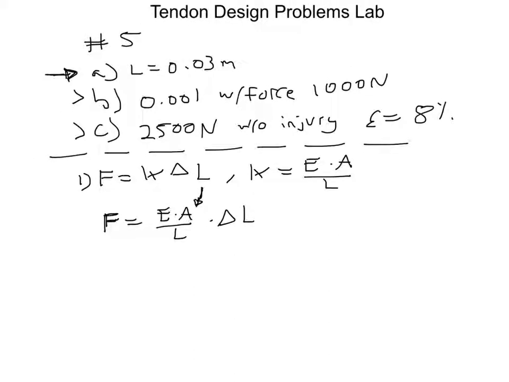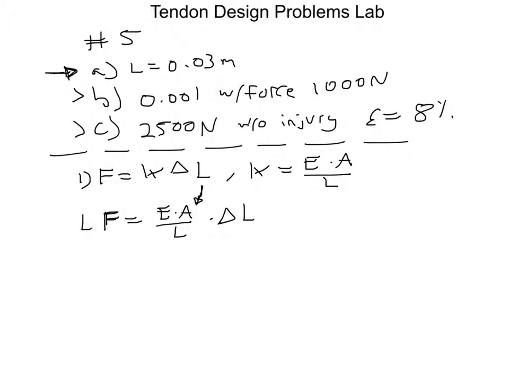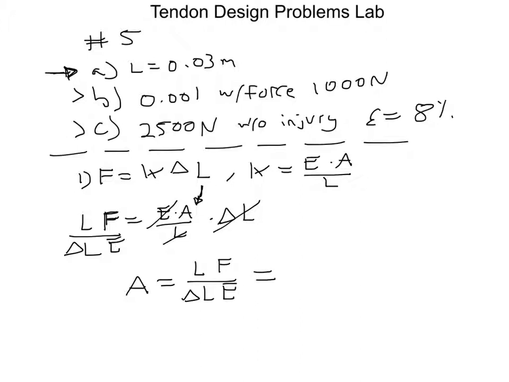If we multiply both sides by L, divide by the change in length, and divide by the modulus of elasticity, we'll isolate A. So rewriting this, we have the area, A, is equal to the length of the tendon times the applied force divided by the change in length multiplied by the modulus of elasticity. All of those values are known, so we can plug them in and solve for the area.